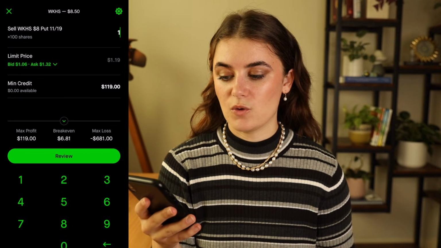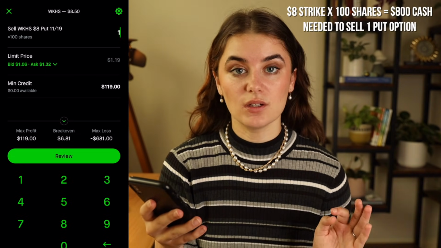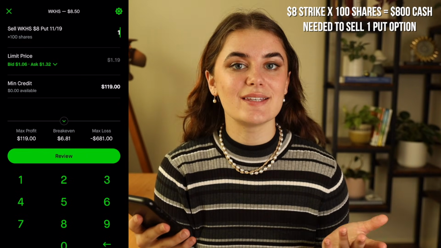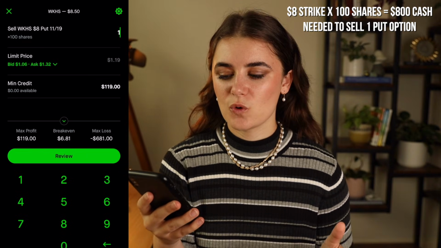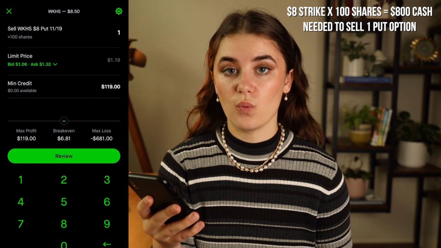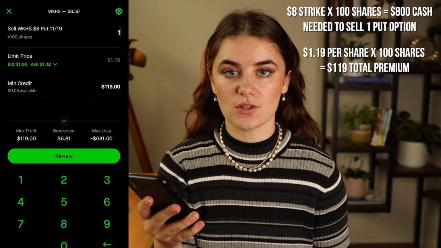So if we want to sell one put with a strike price of $8, then we need to have $8 multiplied by 100 in cash in our account, which in this case is $800. In this example, we'll stick to just selling one put. This will give us an upfront premium of $1.19 a share for a total of $119 in income.